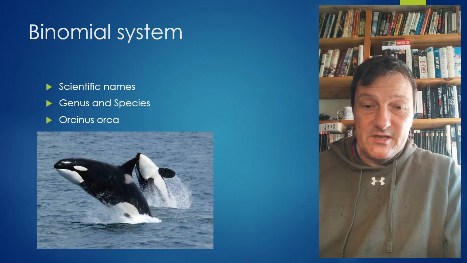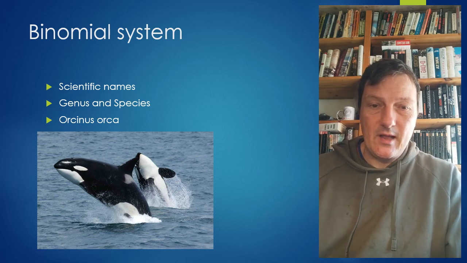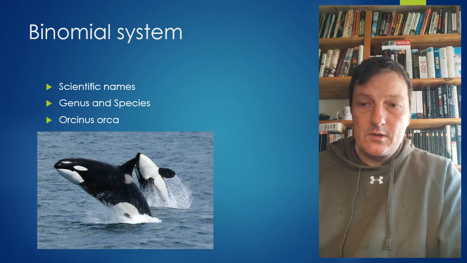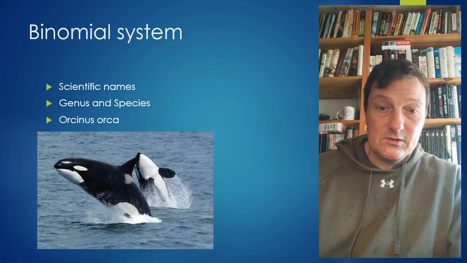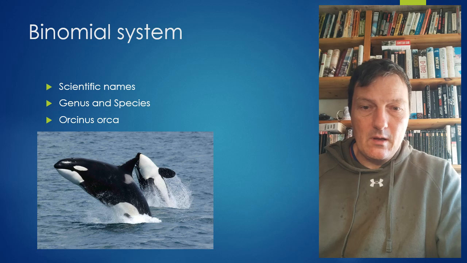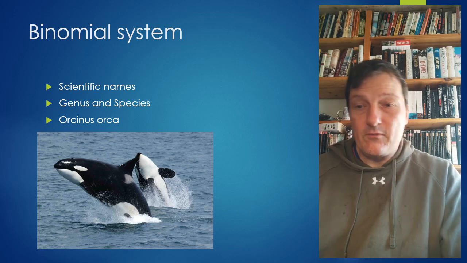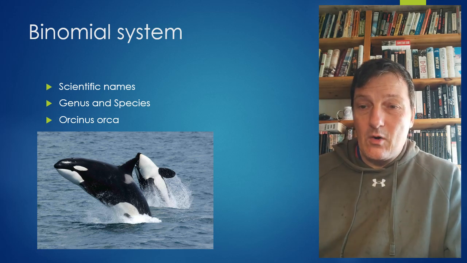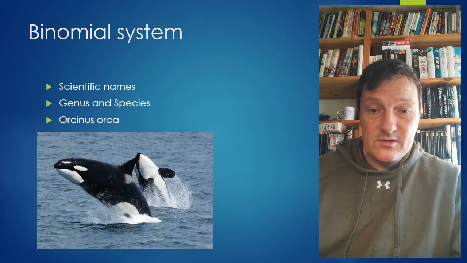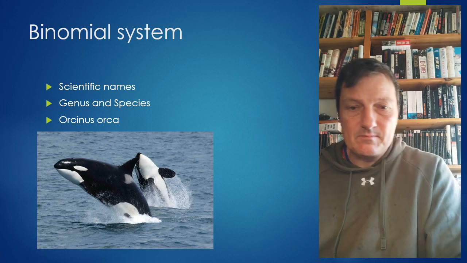In the binomial system, every species is given a Latin scientific name. And that name is first the genus and then the species. So, for example, for us humans, we are Homo sapiens, or for our favorite marine predator, the orca, Orcinus orca. The first name being the genus and the second one being the species.